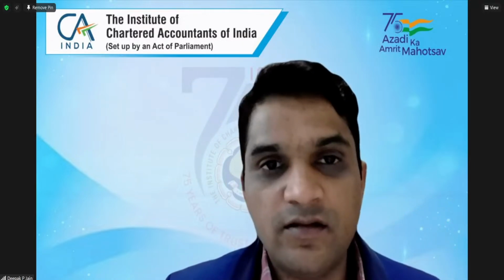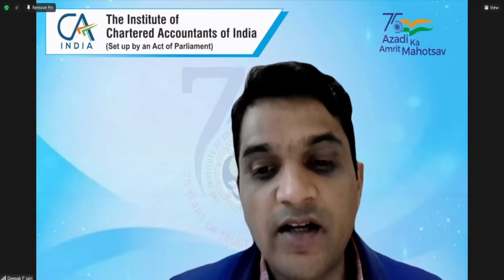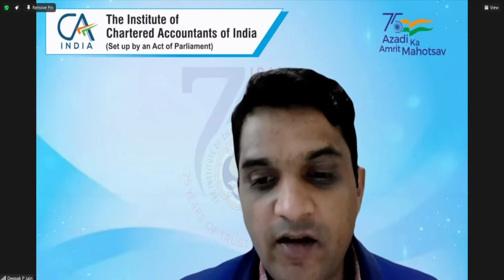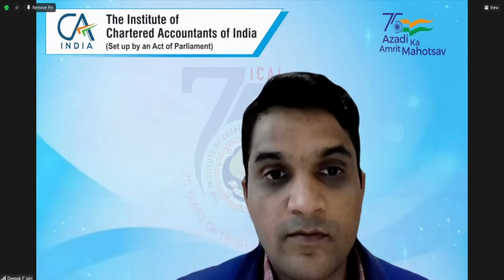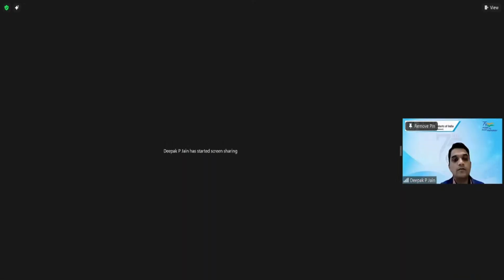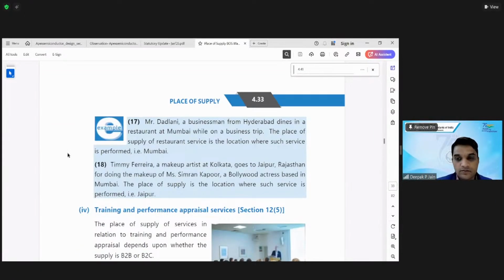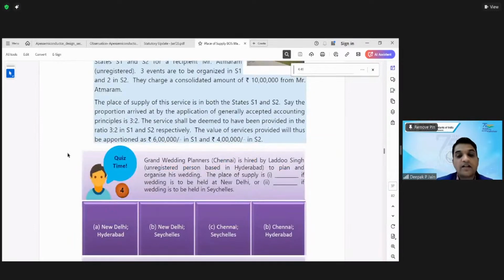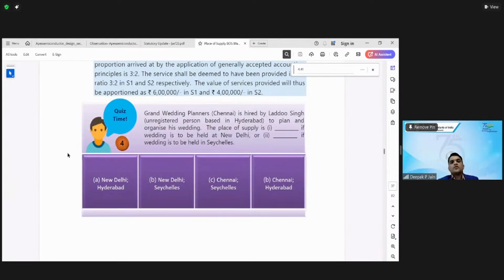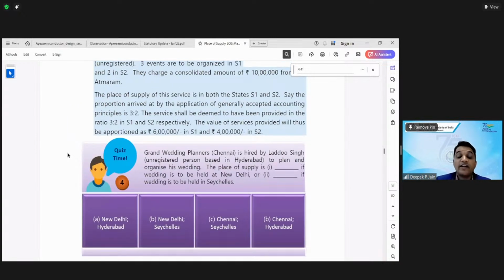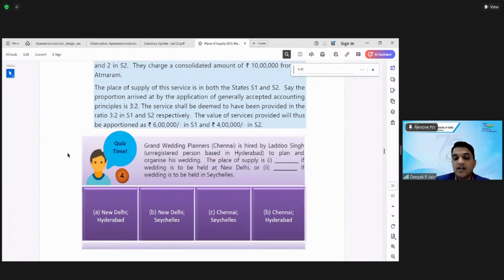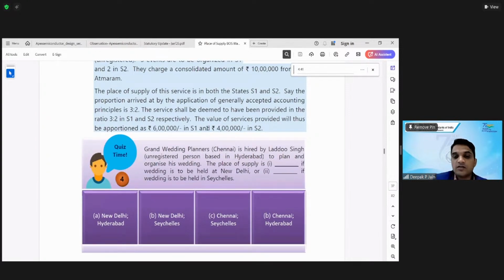Grand Wedding Planners Chennai is hired by Laddu Singh, who is an unregistered person based out of Hyderabad, to plan and organize his wedding. The place of supply is dash if the wedding is held at New Delhi, or dash if the wedding is held at Seychelles. So you tell me what is the correct answer according to you.